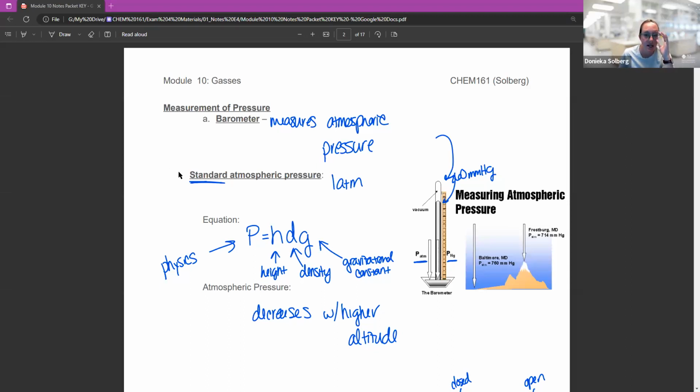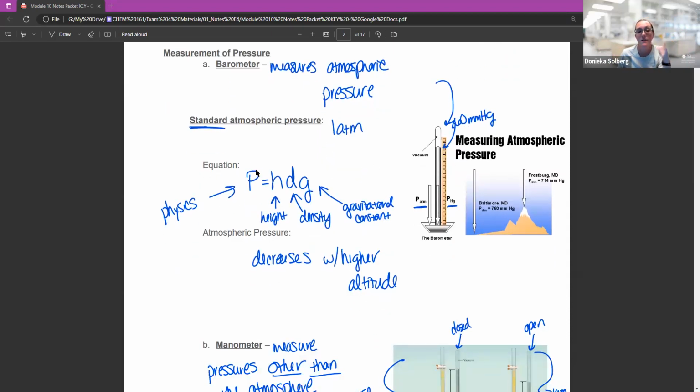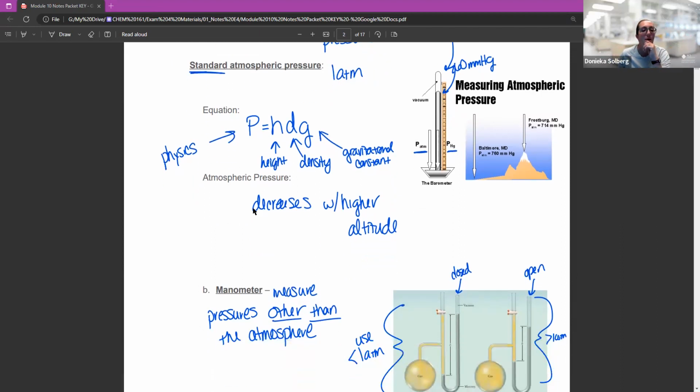So we will be using what's called standard atmospheric pressure. So if I say standard anything, that means I'm at 1 atmosphere. Okay, standard pressure is 1 atmosphere. So if I wanted to calculate pressure according to physics, it would have to do with the height, the density, and the gravitational constant. But we are, of course, not in physics, so we're not actually going to calculate based on that. But we will take into account the other measurements and conversions that we're talking about.